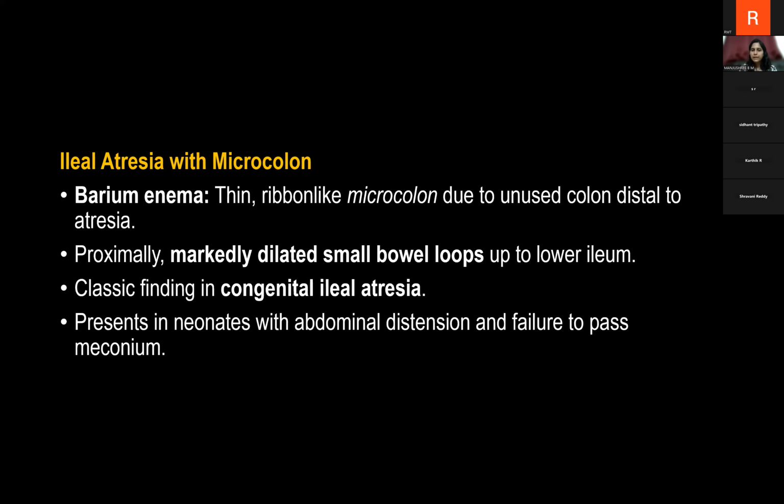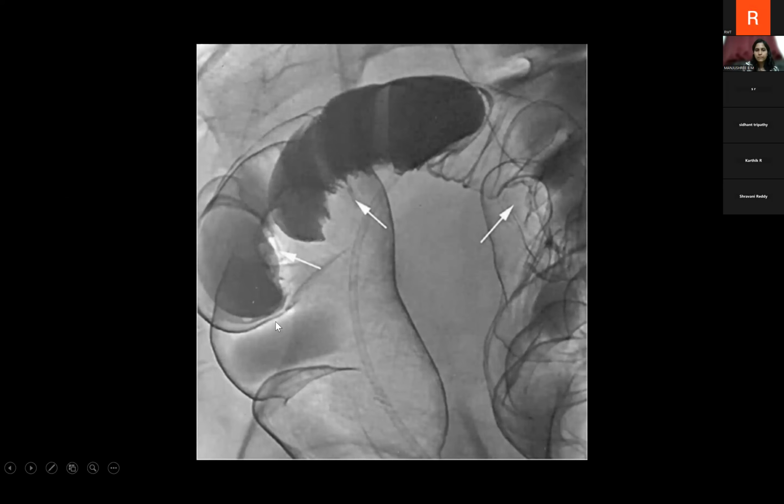Proximally, there are markedly dilated small bowel loops up to the lower ileum. Classic finding in congenital ileal atresia. It presents in neonates with abdominal distension and failure to pass meconium. Okay. Next spotter. Yes, no secretions from ileum, so colon is micro.